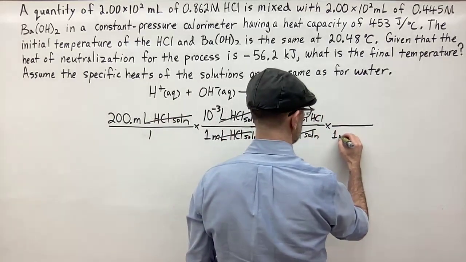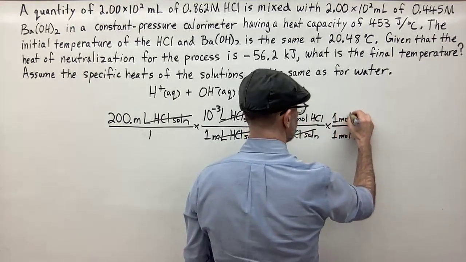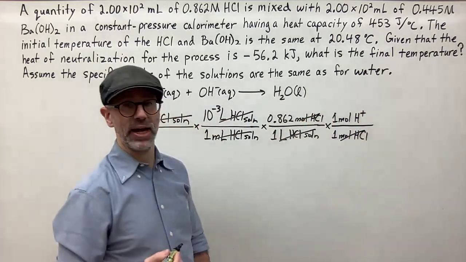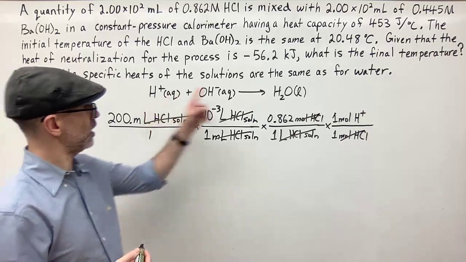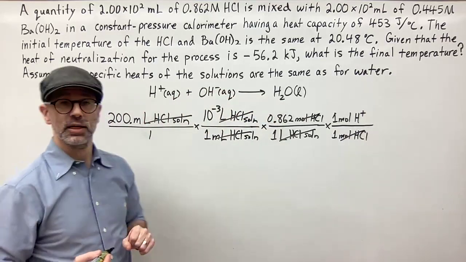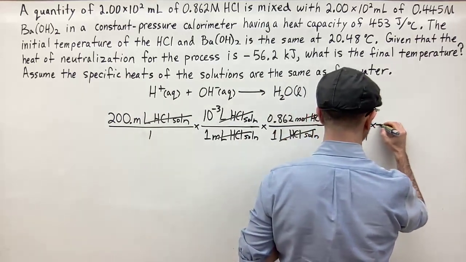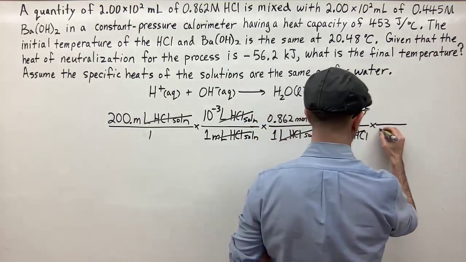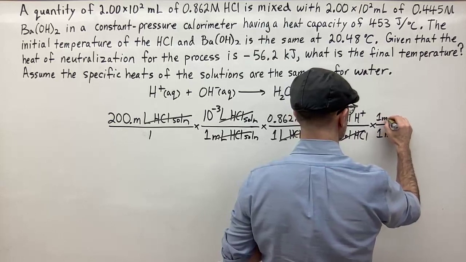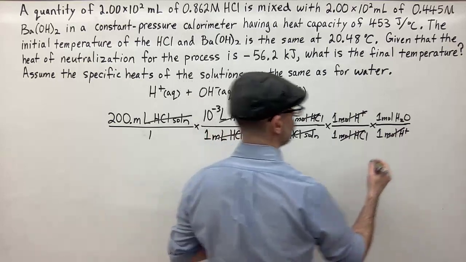So it's going to be 1 mole of HCl gives me 1 mole of H+. So moles of HCl cancel out. Now I have moles of H+, but I want moles of water. And look, it's a 1-to-1 ratio in the reaction equation here. So now it's the last conversion factor. On the bottom, we have 1 mole of H+ and 1 mole of H2O. Moles of H+ cancel out. I get my moles of H2O.